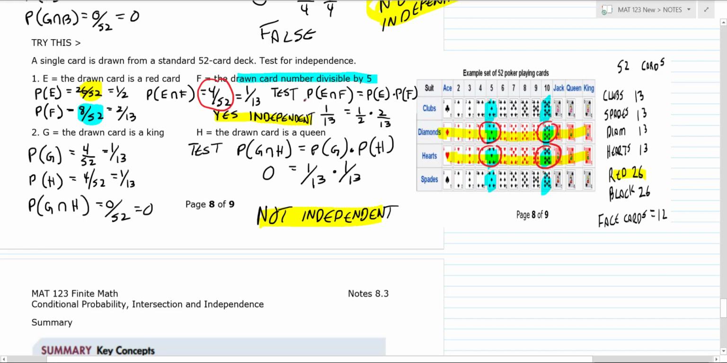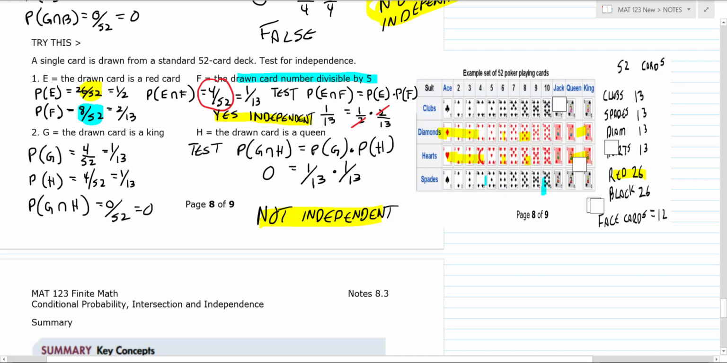So what we do is we test to see that the probability of the intersection, which is 1/13, equals the probability of the first event, 1/2, times the probability of the second event, 2/13. Yes, they are equal, because the 2's cross out, so you would get 1/13. Okay, so it's a matter of applying that formula.